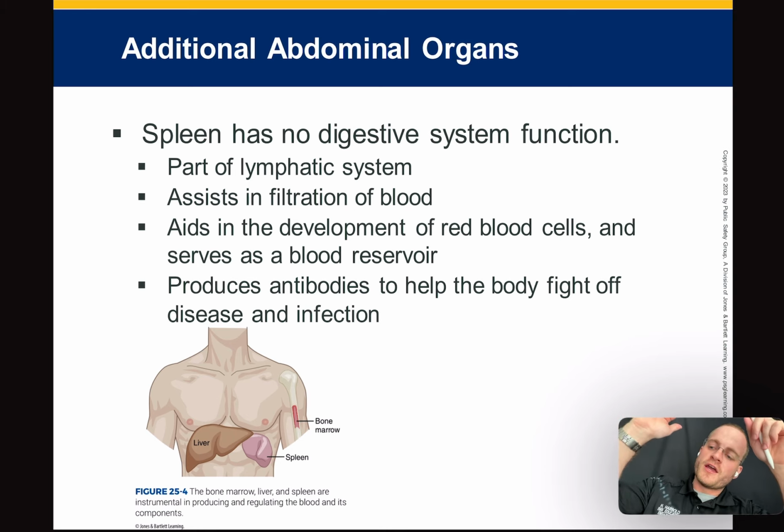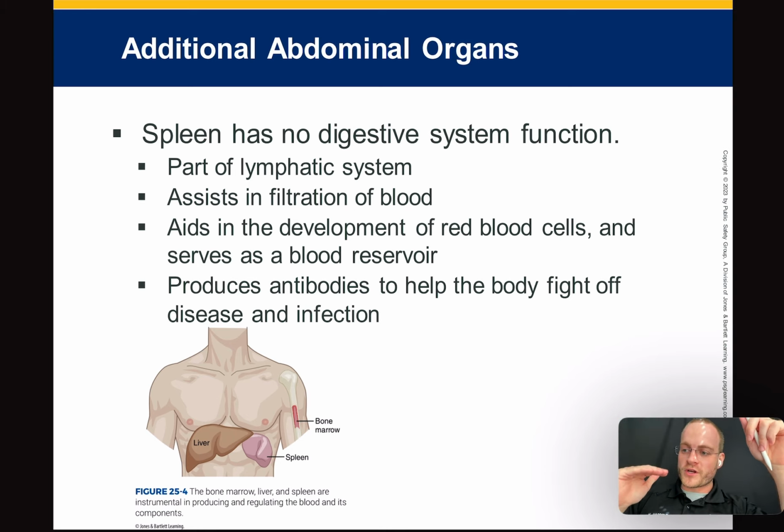So test question, right? Which one of these organs is not involved in digestion? Esophagus, stomach, large intestine, duodenum, you know, descending colon, or spleen? The answer is spleen. The spleen does not participate in digestion at all.